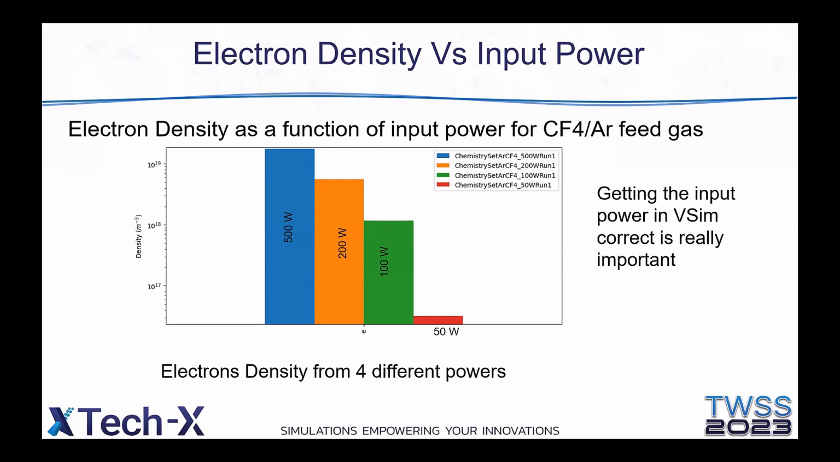And this is just for a simple, I say simple, it's actually pretty complex, mixture of CF4 and argon. I forget the ratios, I think it was about 75% argon, 25% CF4.